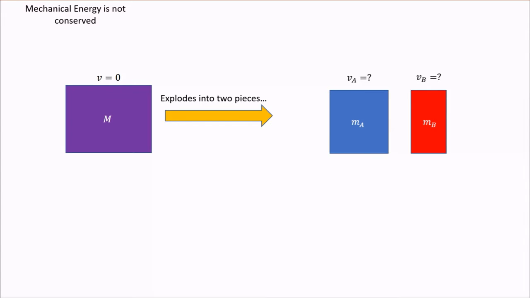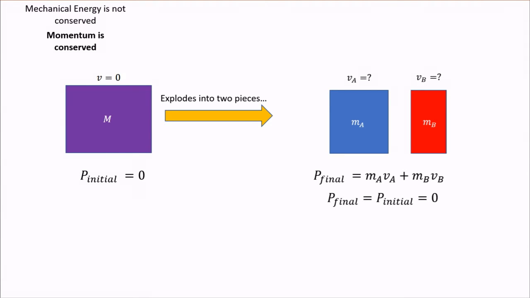Nonetheless, since the forces that cause the object to split into two only act between the two objects, the momentum of the system is conserved. So at first the object had a mass of big M, but it had a velocity of 0. Therefore the initial momentum is 0. After the explosion, the system momentum is the mass of A times the velocity of A, plus the mass of B times the velocity of B. Since momentum is conserved, this must also equal 0, since the initial momentum was 0.